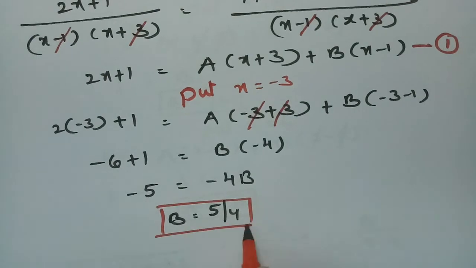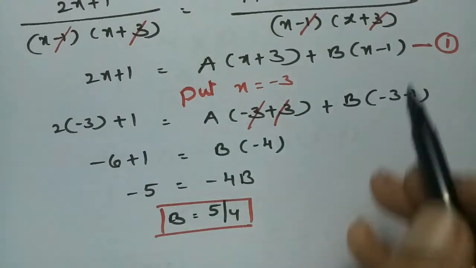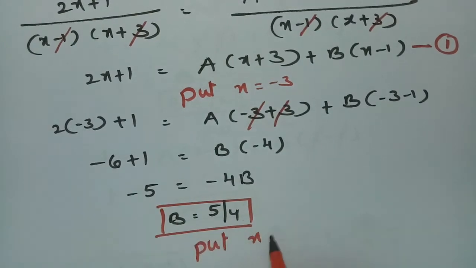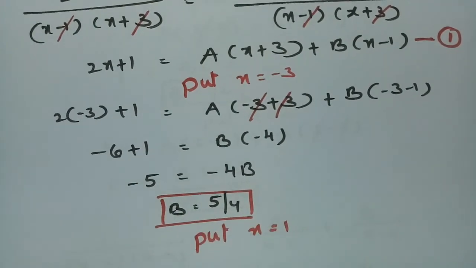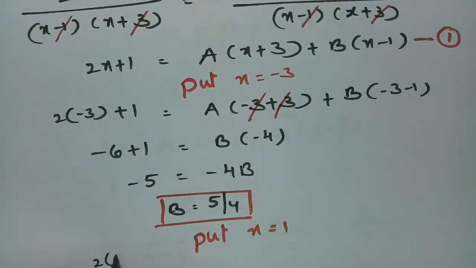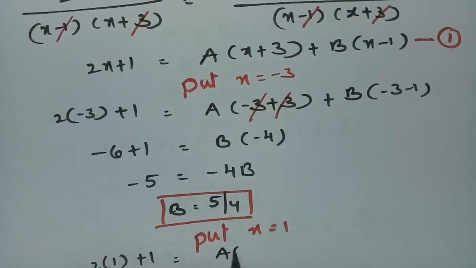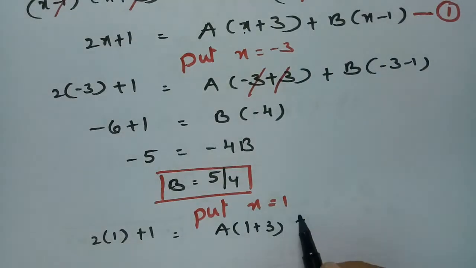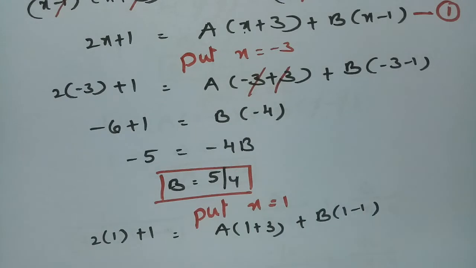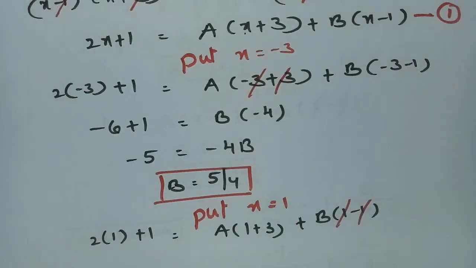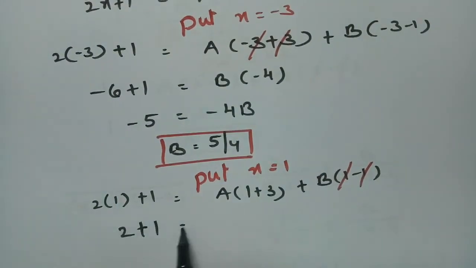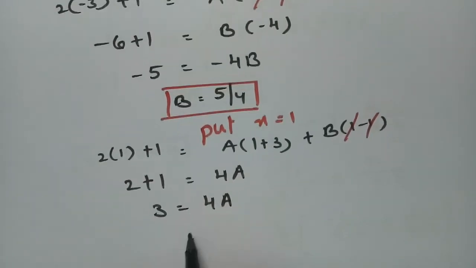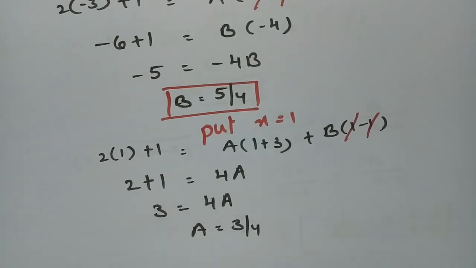After getting the b value, in order to make b 0, I have to put x is equal to 1. So put x is equal to 1 here, that is 2 into 1 plus 1 is equal to a into 1 plus 3 plus b into 1 minus 1. If I cancel this, then 2 plus 1 is equal to 4a. 3 is equal to 4a, and a is equal to 3 by 4.